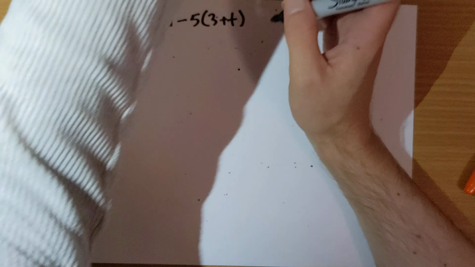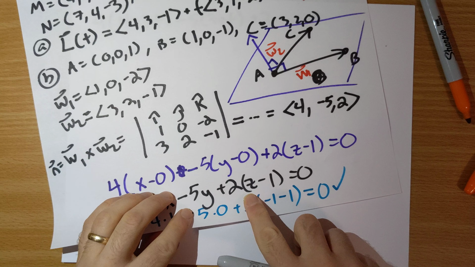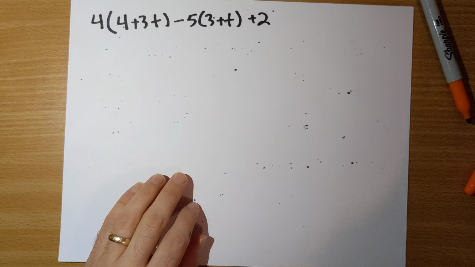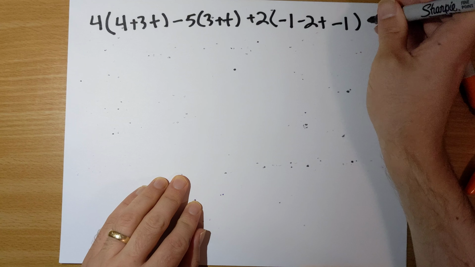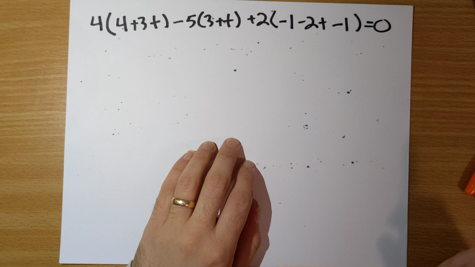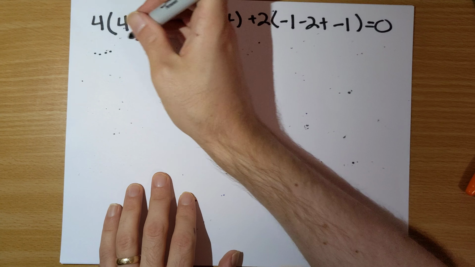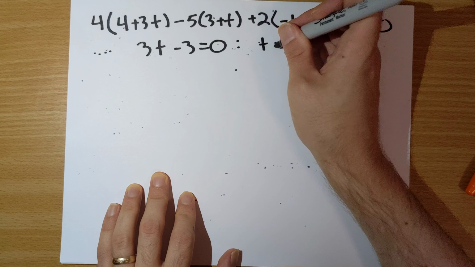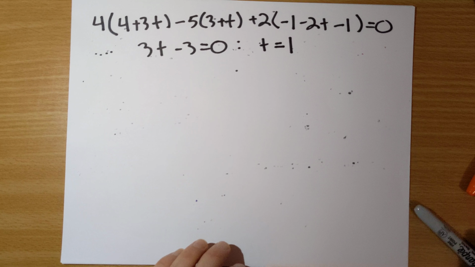Then plus 2 times z minus 1, where z is this expression up here: negative 1 minus 2t, minus 1, is equal to 0. So we have this equation to solve for t. The left side simplifies down to 3t minus 3 is equal to 0. And so the solution here is this is satisfied when t is equal to 1.